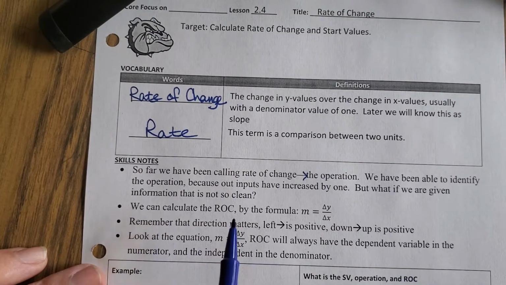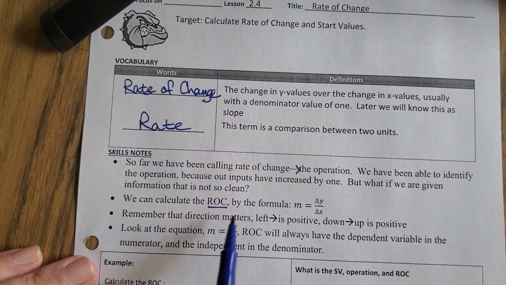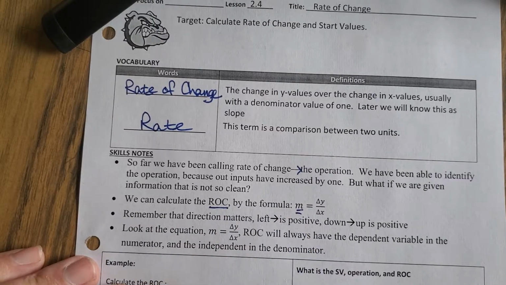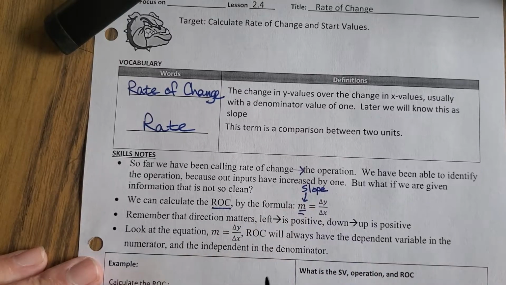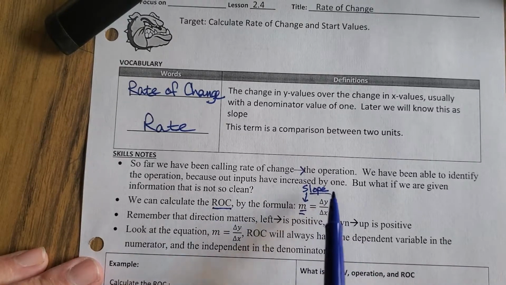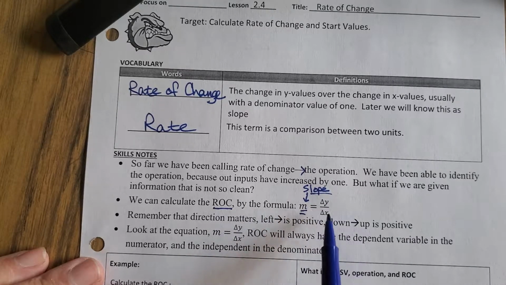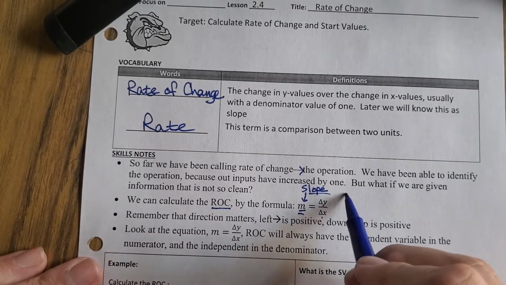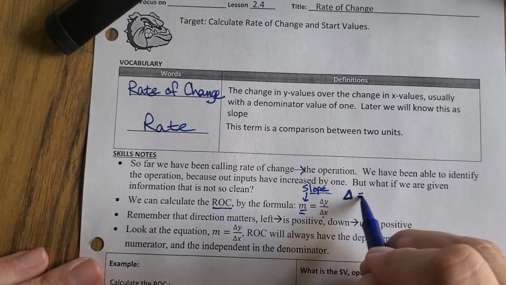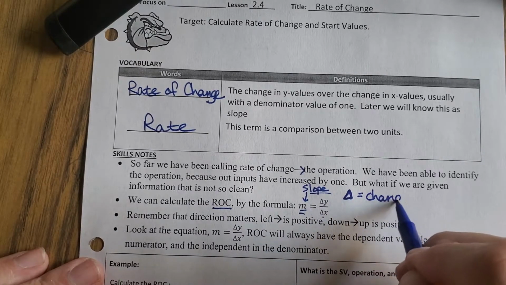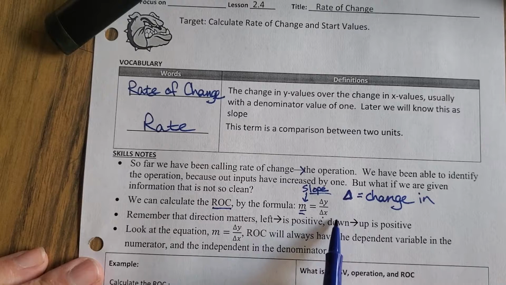We can calculate the rate of change, ROC, I'm shrinking it to ROC, by the formula m. If you remember the other day, I told you m is the slope, and the slope will come in lesson 2.8, but for the moment, I just want you to get used to this: delta y over delta x. This symbol in math means change in. So the change in y over the change in x.